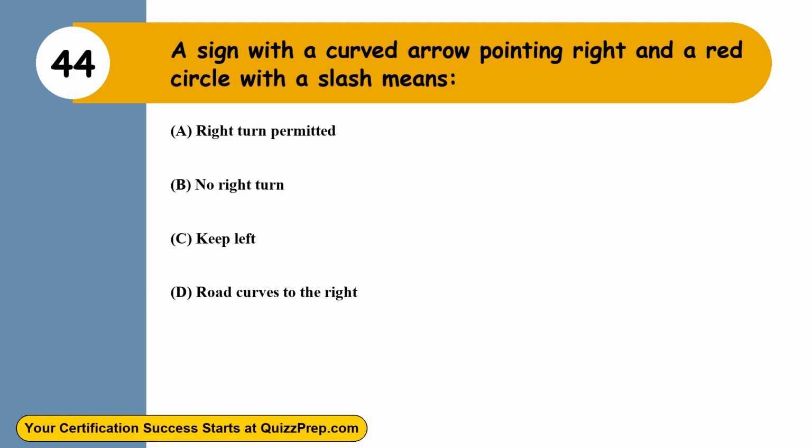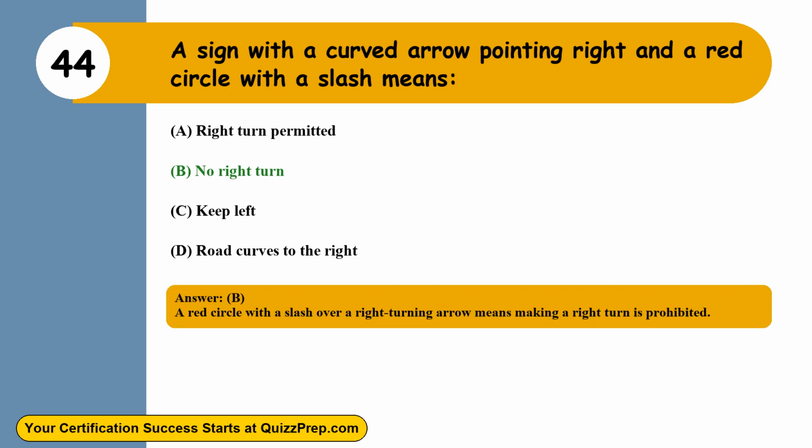Question 44. A sign with a curved arrow pointing right and a red circle with a slash means: Option A, right turn permitted. Option B, no right turn. Option C, keep left. Option D, road curves to the right. The correct answer is option B, no right turn. A red circle with a slash over a right turning arrow means making a right turn is prohibited.